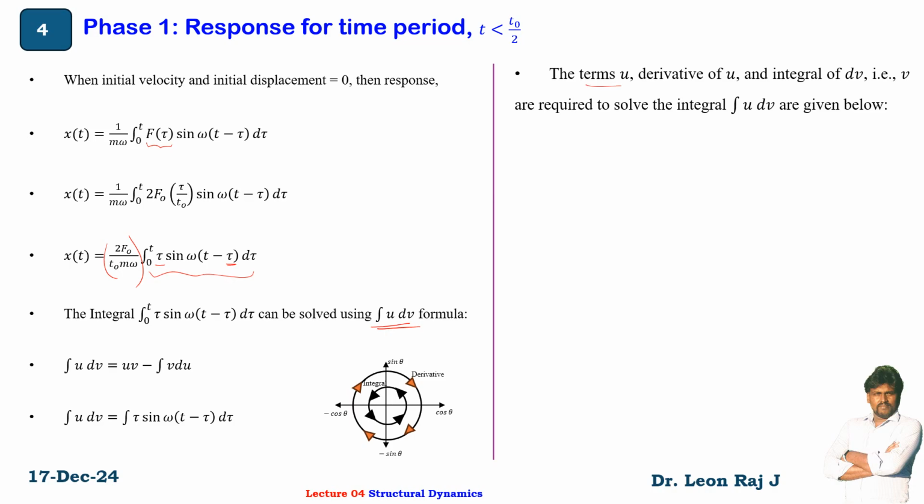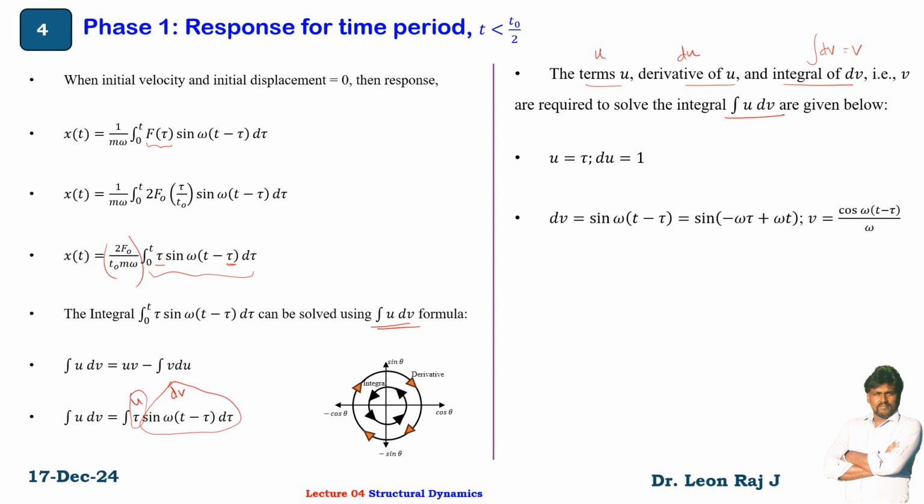The terms u, the derivative of u, and the integral of dv, that is v, are required to solve the integral of u dv. So first you need u, du, and the integral of dv, which is v. You need these three terms. What is u? This is your u and this is your dv. So u equals tau, du equals 1, and dv equals sin omega (t minus tau).